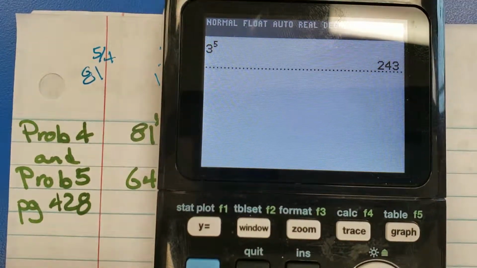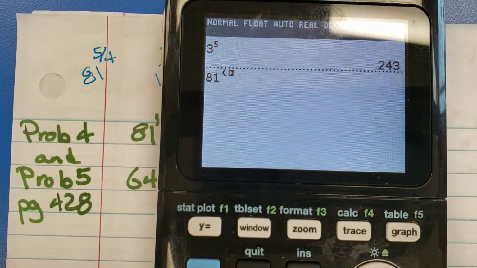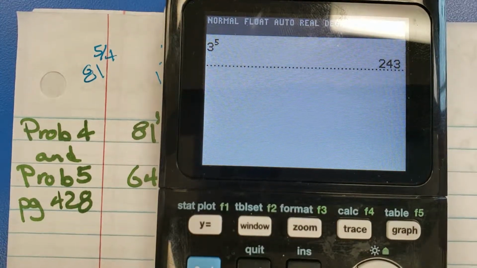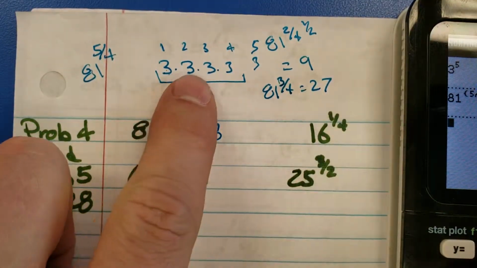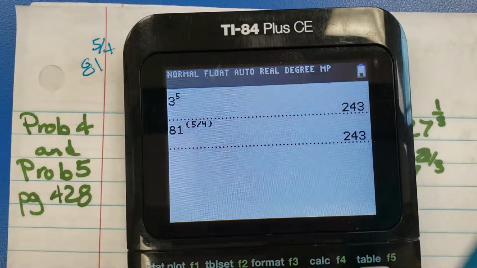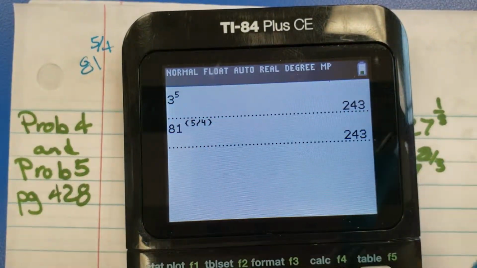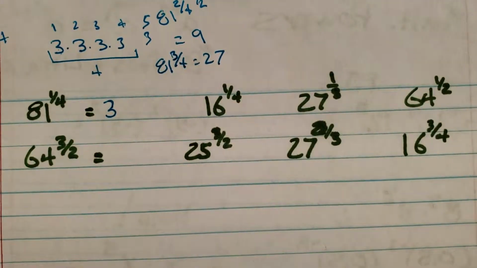Let's double check. 81 to the power, bracket, 5 divided by 4. Should be the same thing. Got him! Okay, I do not expect you to do this. That's just, no. I don't want to waste your time. Be able to do this with your calculator, okay? So we've got some calculator skills up in here.